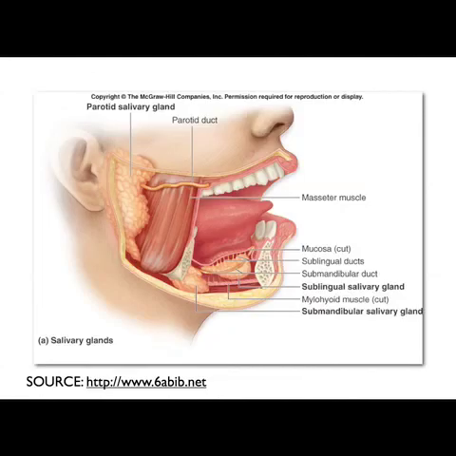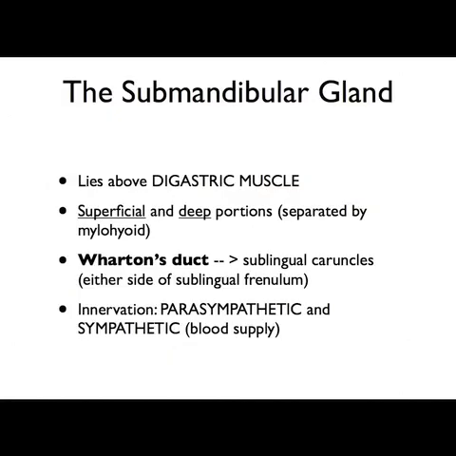Here's a little diagram just showing the important locations of these glands and the drainage points. You can see the parotid gland there draining into a point in the upper mouth above the second molar. You can also see the submandibular salivary glands and the sublingual salivary glands. So we're going to go through each of the glands in turn.